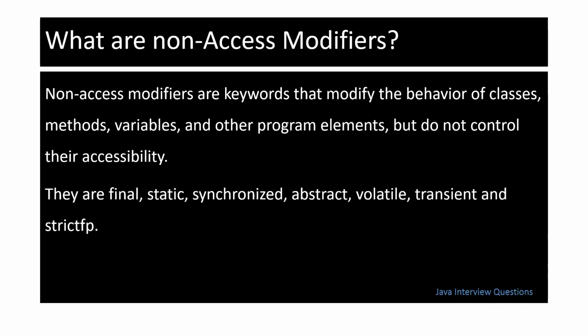What are non-access modifiers? Non-access modifiers are keywords that modify the behavior of classes, methods, variables and other program elements but do not control their accessibility. They are final, static, synchronized, abstract, volatile, transient and strictfp.